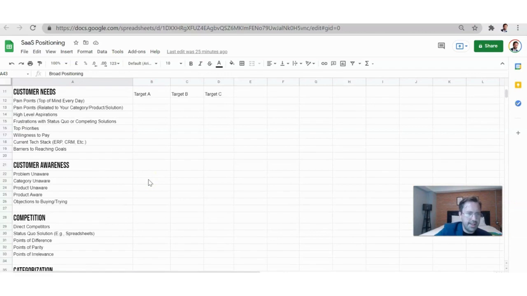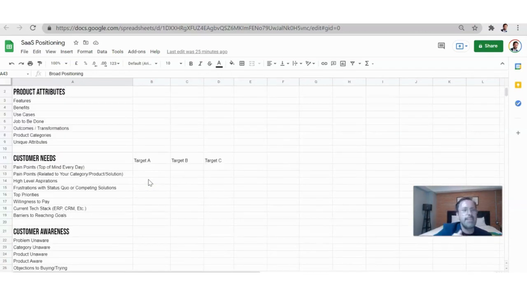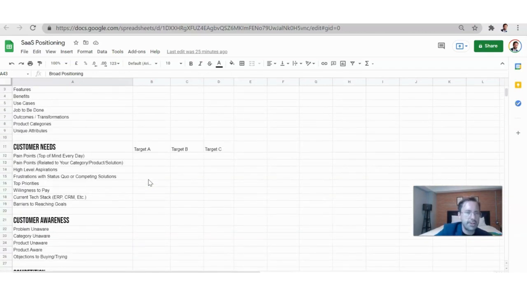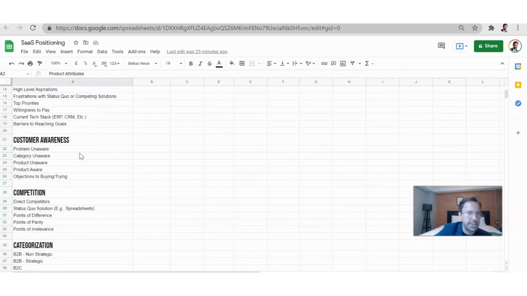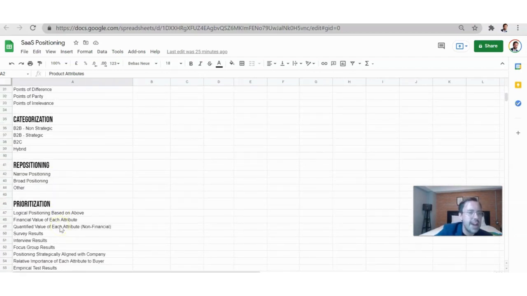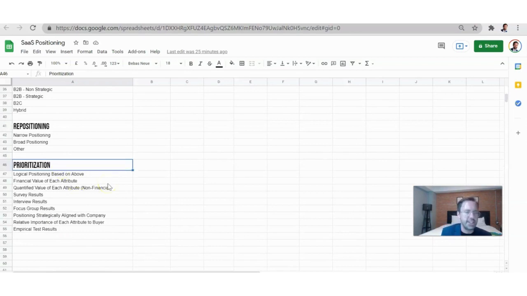Okay, so loosely speaking, this is a step-by-step of how you hone in on your positioning. You start with product attributes, customer needs, and then you gradually move down, and ultimately you get to prioritization. And this is where you narrow in on, in a lot of cases, one benefit, one use case, one job to be done, or it might be a product category. Your positioning could be maybe 3 benefits, 2 benefits, a feature and a benefit, or just one feature if that feature is unique and provides a lot of value.